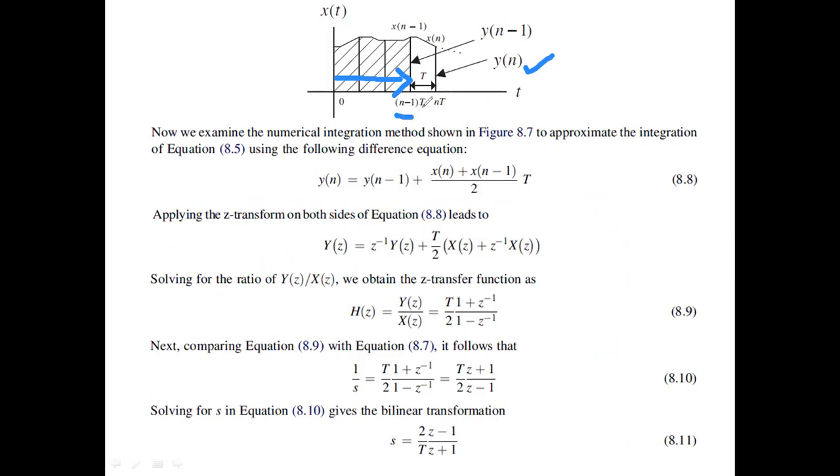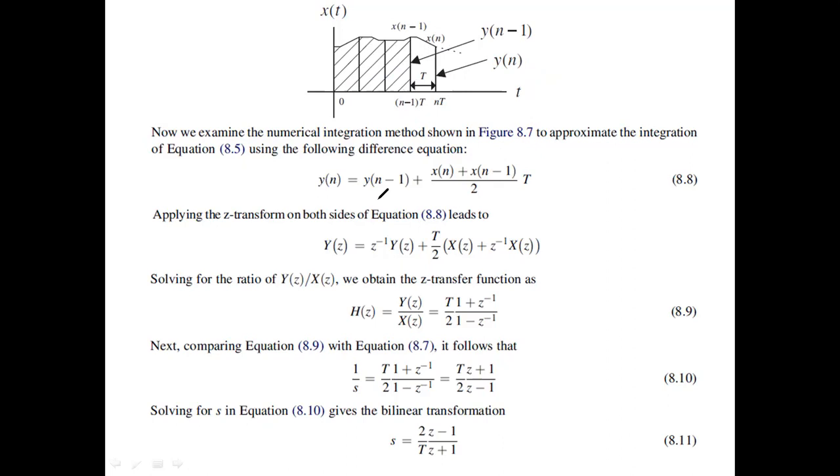And for this particular curve, the area we will calculate as the amplitude x of n and the amplitude x of n minus 1 divided by 2, right? 11 plus 9 divided by 2, that is 10, into the width, which is the sampling period. Okay, see, that's the substitution we have made. You know what we did just now?